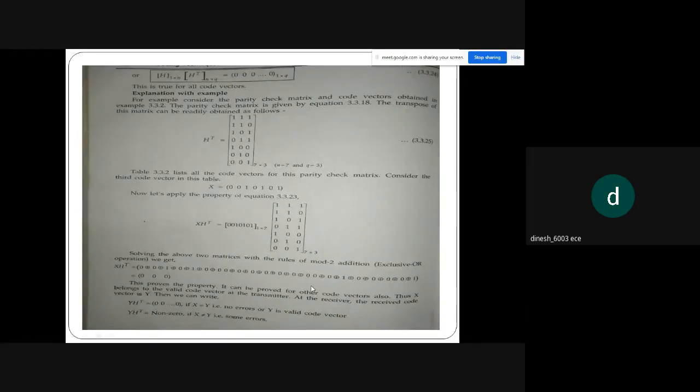If YH transpose is 0, that means X and Y are the same. There will be no error, and Y will be valid. And if YH transpose is non-zero, then it shows that there is some error in the corresponding bits. Wherever we get that non-zero element, that bit is an error, or that sequence of received information is an error. Then we can rectify it either by retransmission or by checking.